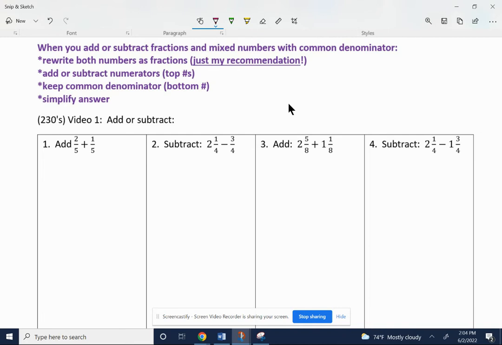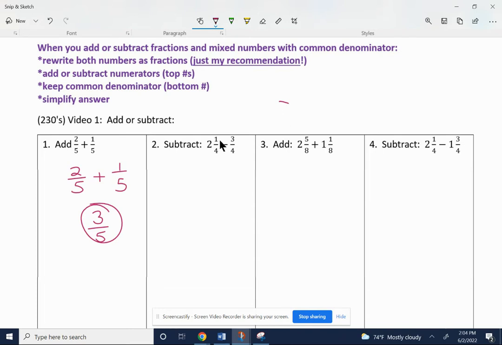Let's look at the first problem, 2/5 plus 1/5. They already are fractions. So all we have to do is add the 2 and the 1, which is 3, and then keep the 5. 3/5.